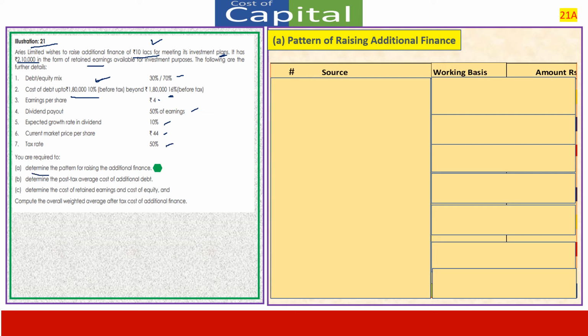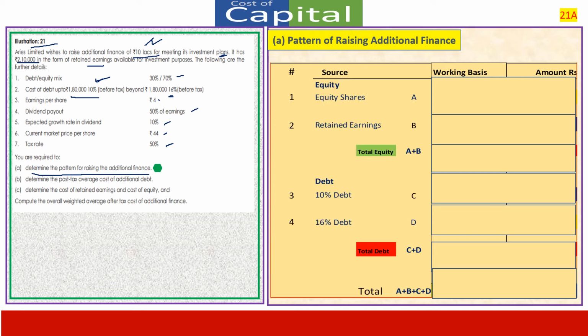First question says, determine the pattern of raising additional finance. What do we need? We need 10 lakh rupees. They are saying you are given these details. Tell us what is debt, what is equity, what is loan 1, what is loan 2, what is capital, what is earning, retained earning. Simply put, they are giving us some hints for us to find out what is the pattern of raising additional finance. It is just like another crossword in a ratio analysis. Take the first one.